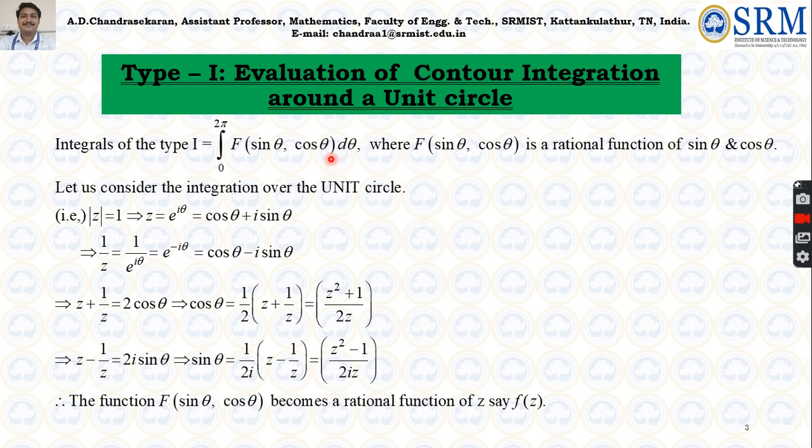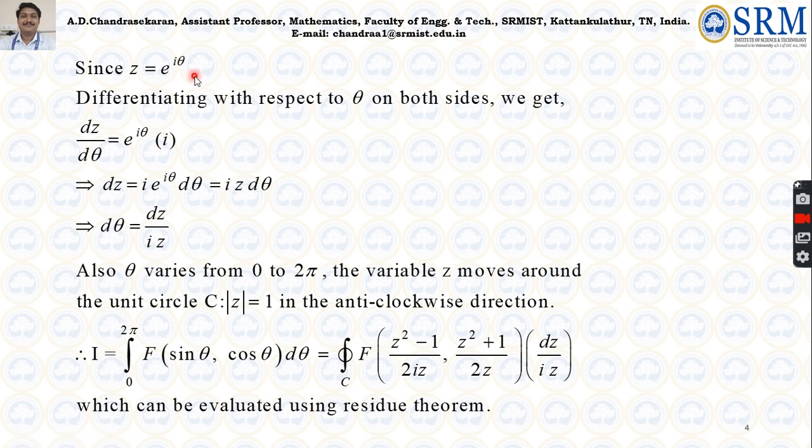Now, what is the value of d theta in terms of Z? Let us see. Since Z is e to the power I theta, differentiate Z with respect to theta on both sides. We get dz by d theta equals e to the power I theta into I, by using the chain rule. So dz equals I Z d theta. I need only d theta in terms of Z, so we get dz by Iz is d theta.